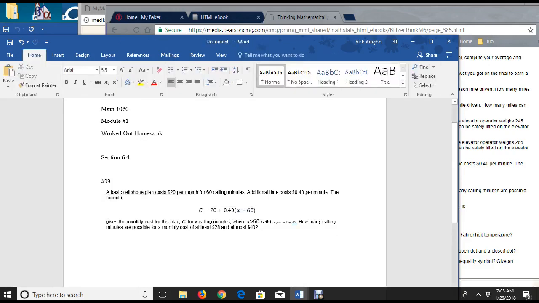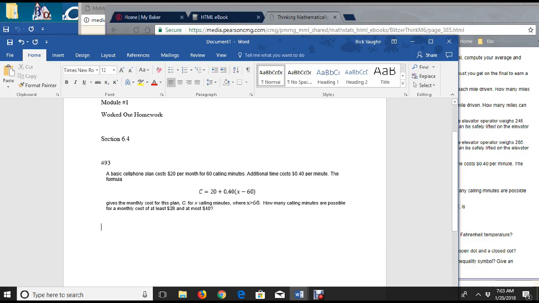I'll delete this other stuff, which gives the monthly cost for plan C for x calling minutes, where x is bigger than 60. I'm going to delete this part over here and just clean up the statement of the problem. How many calling minutes are possible for a monthly cost? You don't have to quote the question statement. I can go to the book and see it, but it gives an easy way of bringing the reader into the statement, and it took me less than a minute to do that. But again, you don't have to do that part.